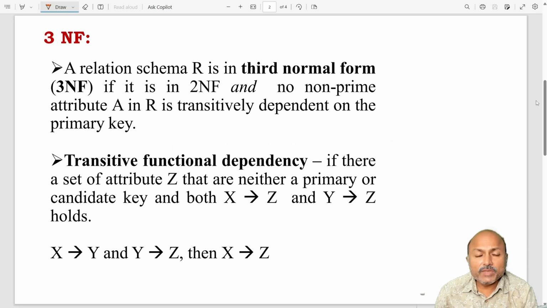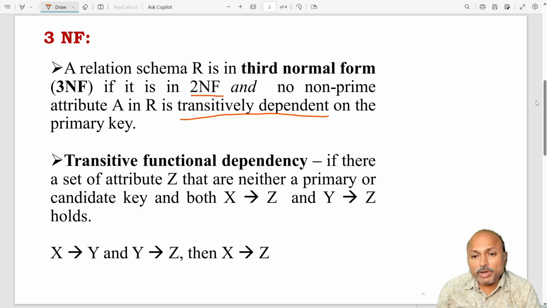We understood that if we want to convert our relation to third normal form, it must first be in second normal form and free from transitive functional dependency. The relation R is in third normal form if it is in second normal form, no doubt, and no non-prime attribute A in R is transitively dependent on the primary key.